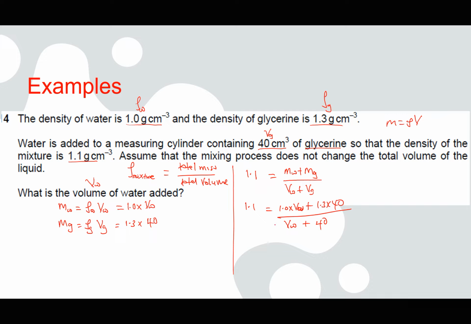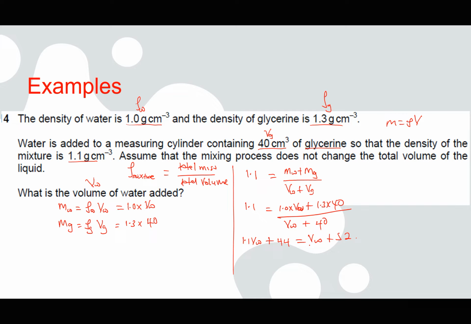So I'll just simplify by cross multiplying. So I have 1.1 VW plus 40 times 1.1, I think that is 44, plus 44 equals to VW plus 1.3 times 40, that is 52.